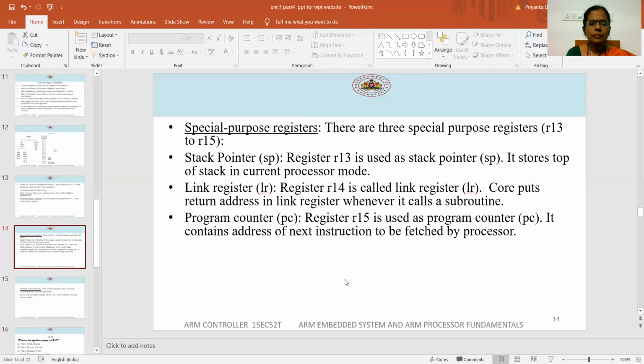Then the program counter is register 15. It is used as a program counter. It contains the address of the next instruction to be fetched. The address of the next instruction to be fetched is available in the PC, and the link register holds the return address from the subroutine. So from the subroutine, if you want to come back to the main program, the return address is stored in R14, and the stack pointer always holds the address of the stack top.